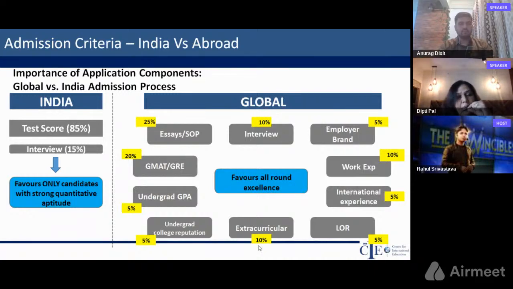But in the study abroad, global admission process, the admission committee is going to evaluate your profile holistically. So it's a great system which favors all round excellence. Here the test weightage for your master's application is just going to be 20 to 25%. The rest, 60 to 75% weightage, is all on your profile.